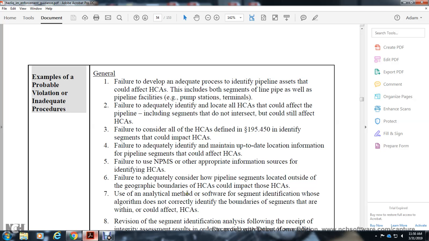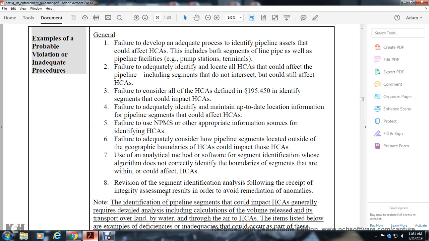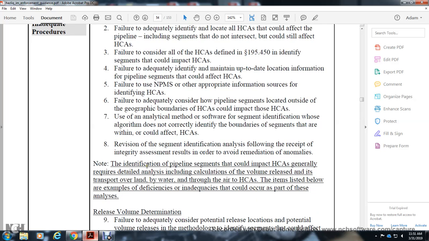7. The use of an analytical method or software for segment identification whose algorithm does not correctly identify the boundaries of the segments that could affect the high consequence area. 8. Failure to revise the segment identification analysis following the receipt of integrity assessment results, in order to avoid remediation of anomalies. Note: the identification of pipelines that could affect the high consequence area requires a detailed analysis, including calculation of the volume released and the transport over land or by water or through the air to a high consequence area, for the items listed below.